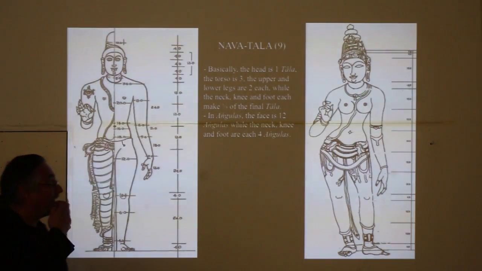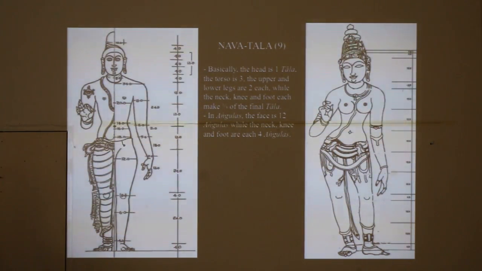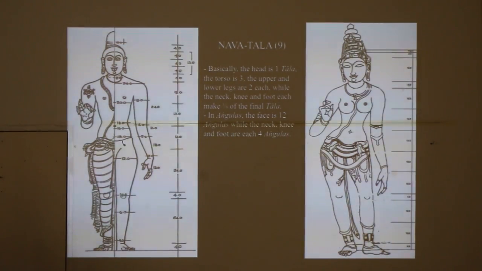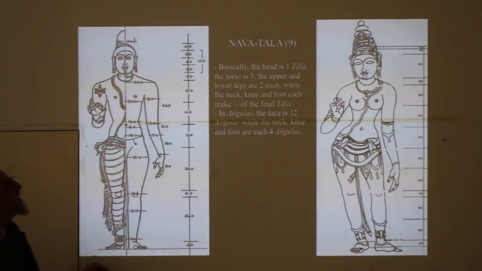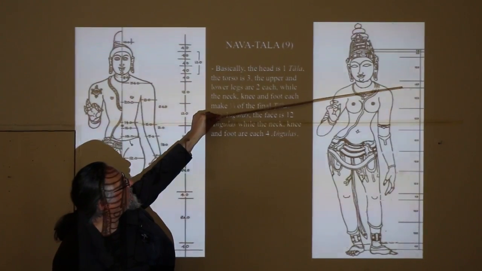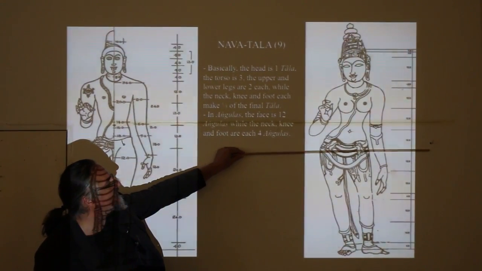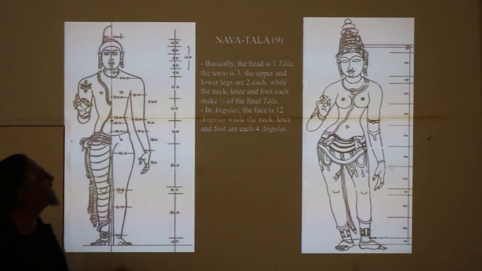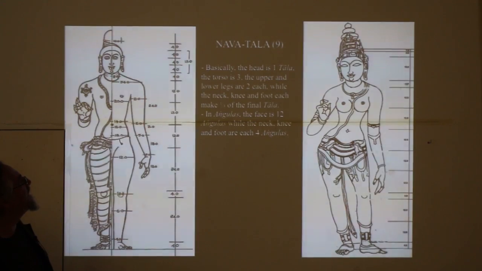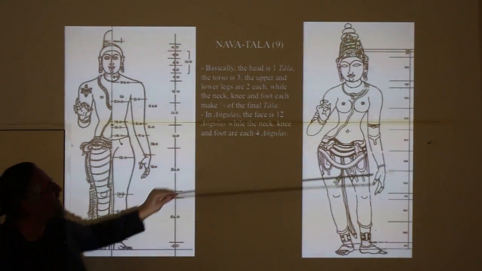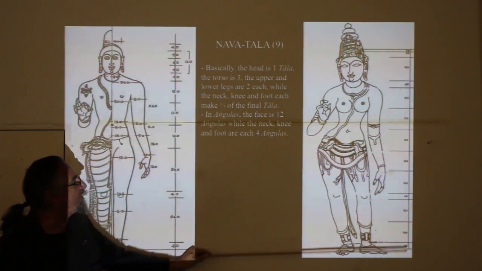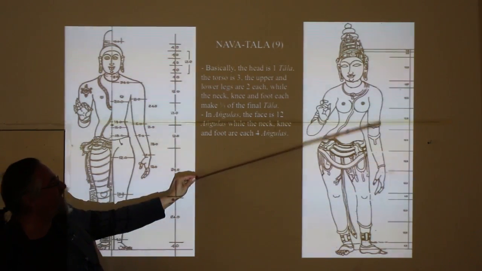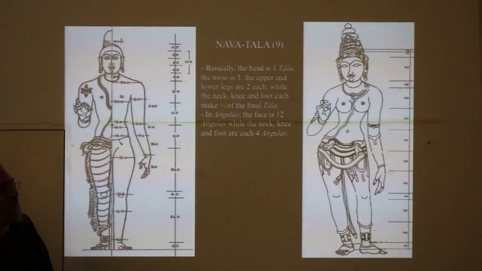So let's start with the navatala, the 9 face length measure, and see how many angulas there are and so on. So basically the head, as we've decided, is 1 tala. The torso then is 3: 1, 2, 3. And that brings us to this point that we've seen many times so far. The pubis, and then the lower legs are 2 each, which is to say this part is 1, 2, and this part is 1, 2. So that gives us 1, 2, 3, 4, 5, 6, 7, 8. And where is the 9th head then?